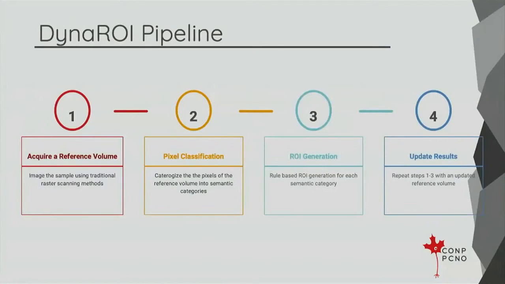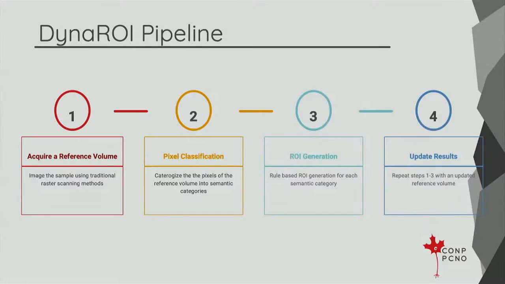So I started work on DynaROI, which has a pipeline where you take your reference image that you acquire using the slow raster scanning technique. You then perform pixel classification, so that the pixels within your reference volume can be put into discrete semantic categories. Then you can generate ROIs automatically based off of rules pertaining uniquely to each semantic category. And then you can repeat this throughout an experiment. You then use the ROIs during the experiment for the faster types of two-photon microscopy, either random access multiphoton or scanline angular projection microscopy.